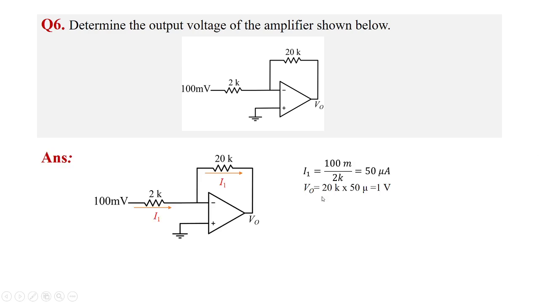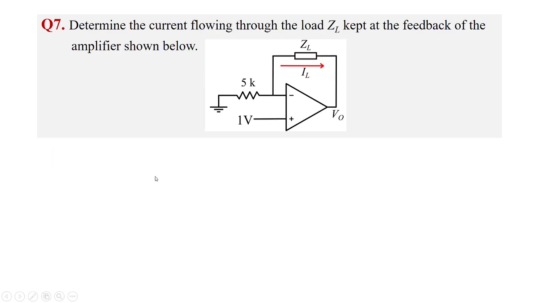Okay, coming to the 7th question: determine the current flowing through the load ZL, kept at the feedback of the amplifier shown below. As we can see here, this is a non-inverting configuration, similar to the previous one, which was inverting. So how do we find the load current through the feedback impedance? This is IL. So how will we find it?